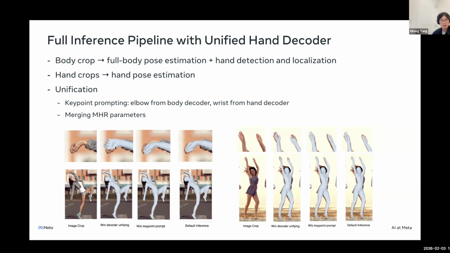Here are some visualizations. Without the hand decoder, you can see in some challenging hard poses, the model fails to predict the hand pose correctly. And without key point prompting, sometimes the wrist location can be off because the hand decoder and body decoder can predict slightly different locations of the wrist. By combining everything together, both the key point prompting and the hand decoder output, we can get more accurate wrist location, more accurate elbow location, and also more accurate hand poses.